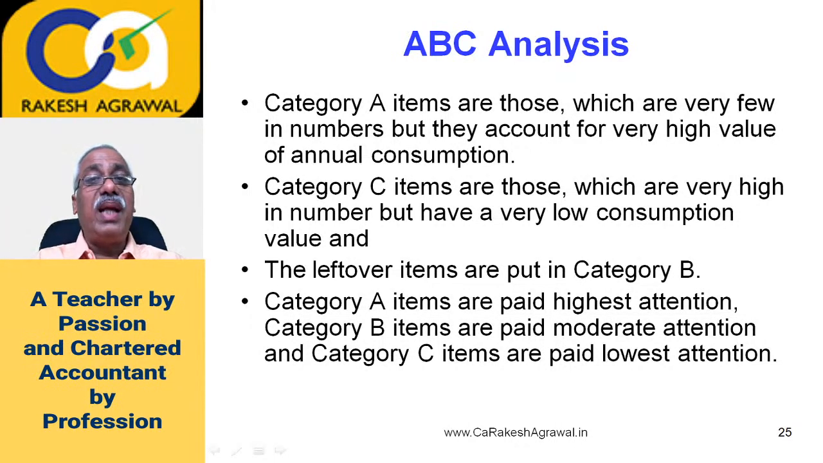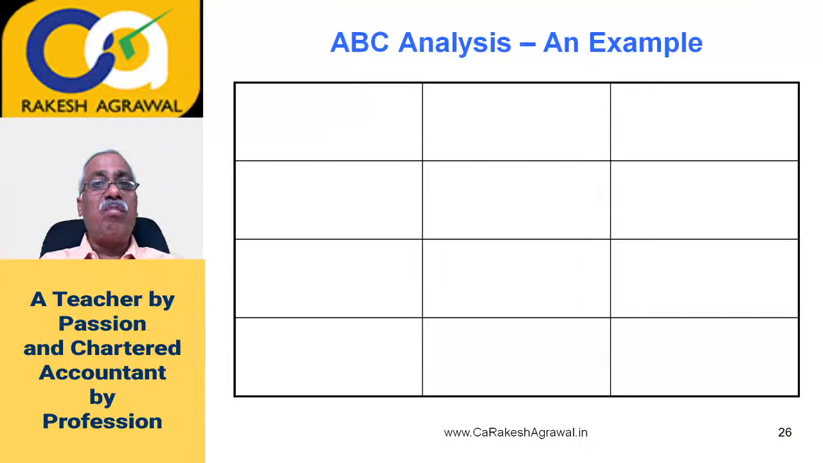Therefore, it is called selective inventory management. It means management is selective in paying attention to the inventory. Highest attention to A, moderate attention to B, and lowest attention to category C. That is selective inventory management policy. Now let's see an example of ABC analysis just for understanding purpose.